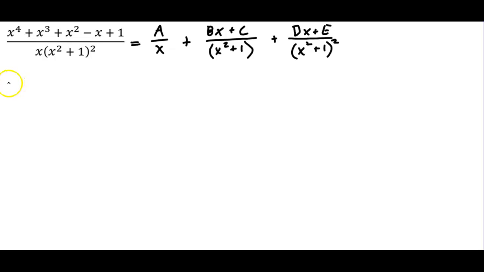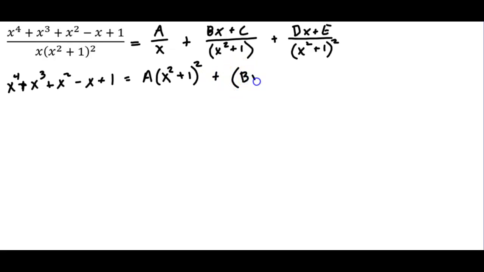But okay, so we're going to have x to the 4th plus x cubed plus x squared minus x plus 1. I want to write those terms out so that when it comes to the matching, I can find those easily. Equals A times, and that's going to have to be x squared plus 1 squared. Plus, and then I'm going to have my Bx plus C, that numerator. I'll have to multiply it by x, and I'll also have to multiply it by a factor of x squared plus 1. So think about that for a little bit.